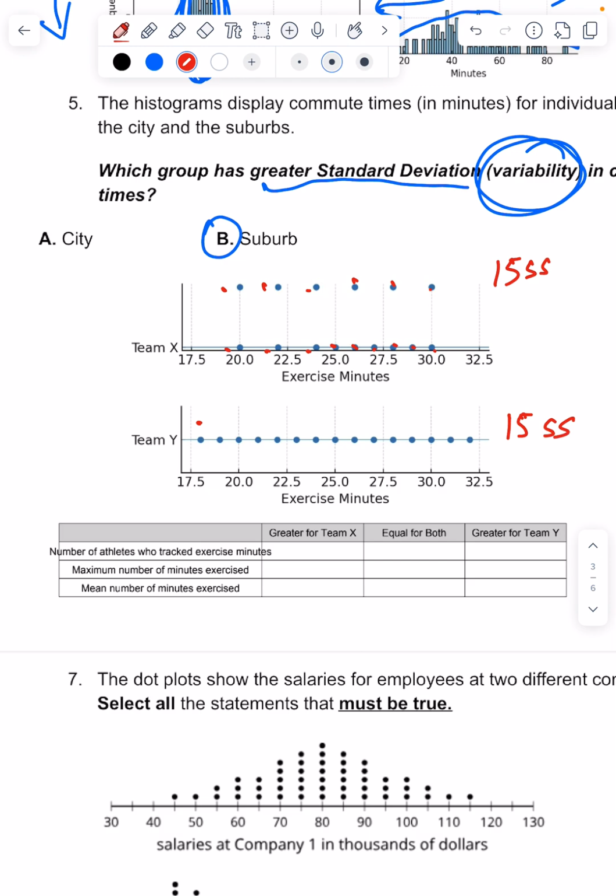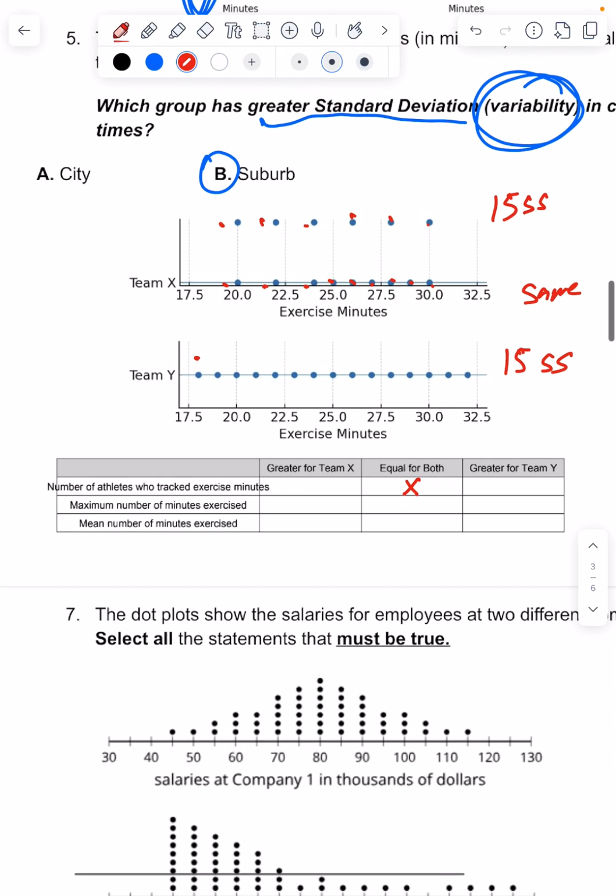So because of that, the number of athletes who track the exercise minutes is greater for team Y, equal for both, or greater for team Y? Obviously they were the same in this case, so we could just say it's equal for both.